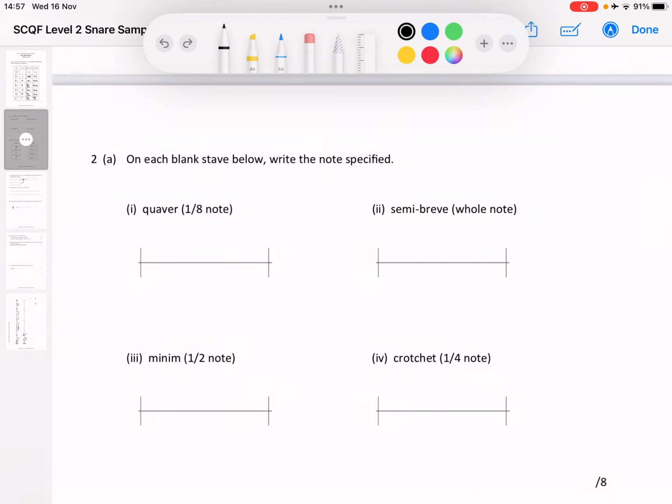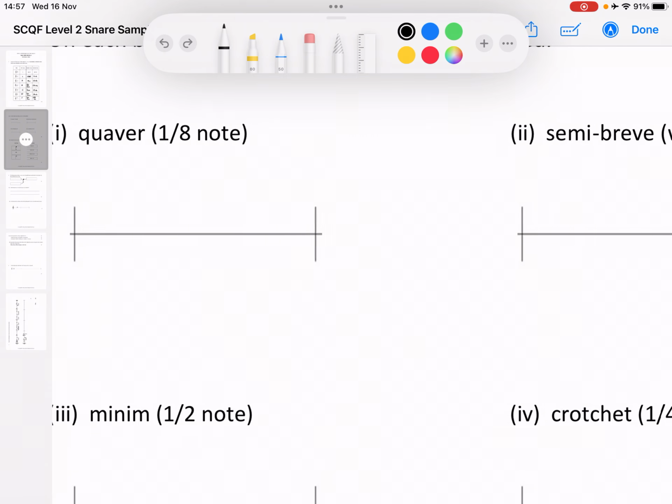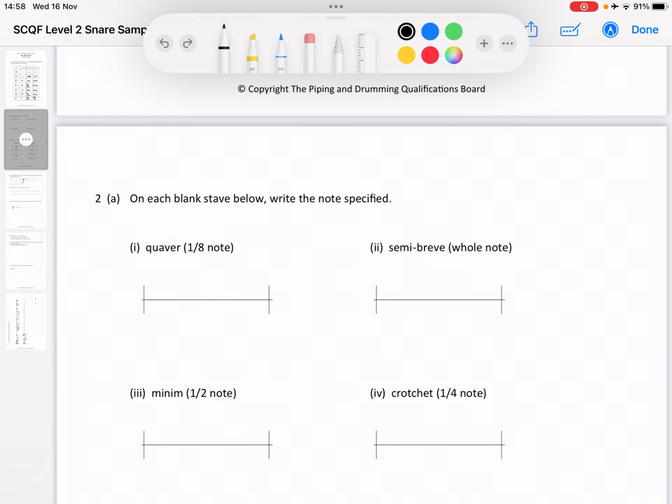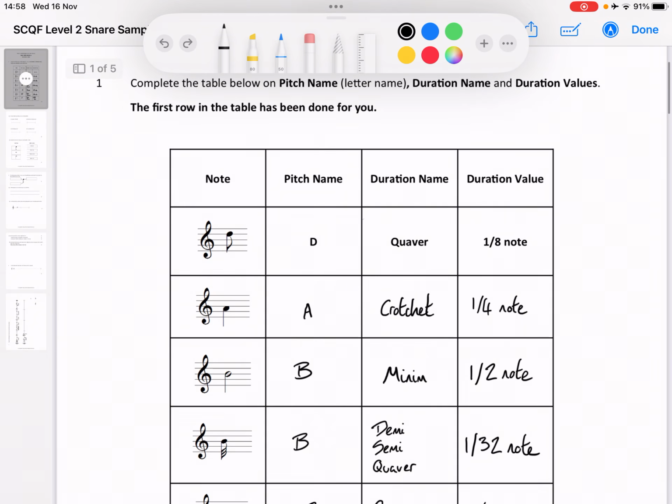On the blank stave below, write the note specified. So it's not giving us a time signature on any of these. So you don't need to worry about drawing a time signature. You don't need to draw a treble clef. Like, you don't need to do any of that. Okay, so please don't think that you need to. All we need to do is draw a quaver. And again, if you're unsure, this is where it's a gift.